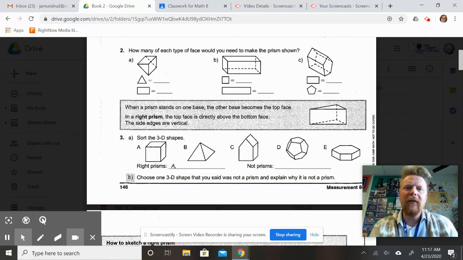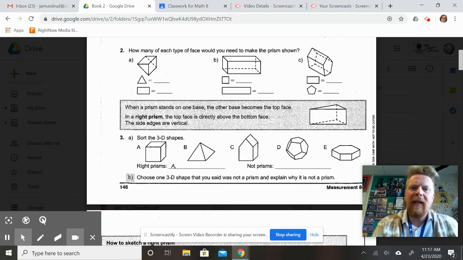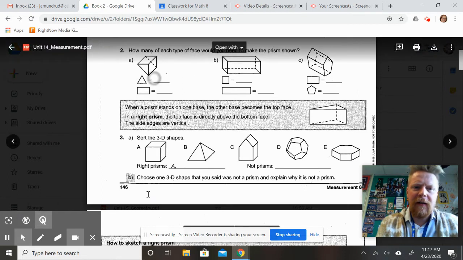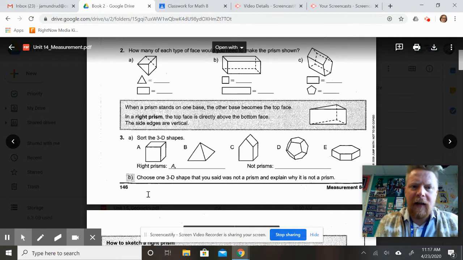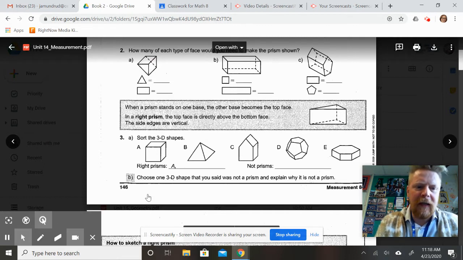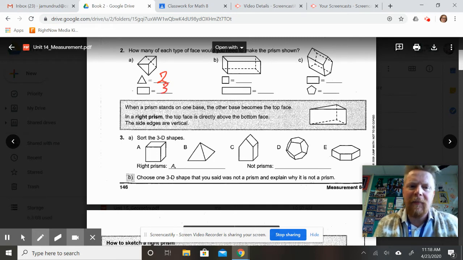Okay, let's take a look at question 2. How many of each type of face would you need to make the prism shown? We've got A, B, and C. If I take a look at A, I can see that I'm going to need 2 triangles. And how many rectangle faces do I have? I've got 1, 2, and 3. I've got 3 rectangle faces. That's how many faces I need to make that prism.